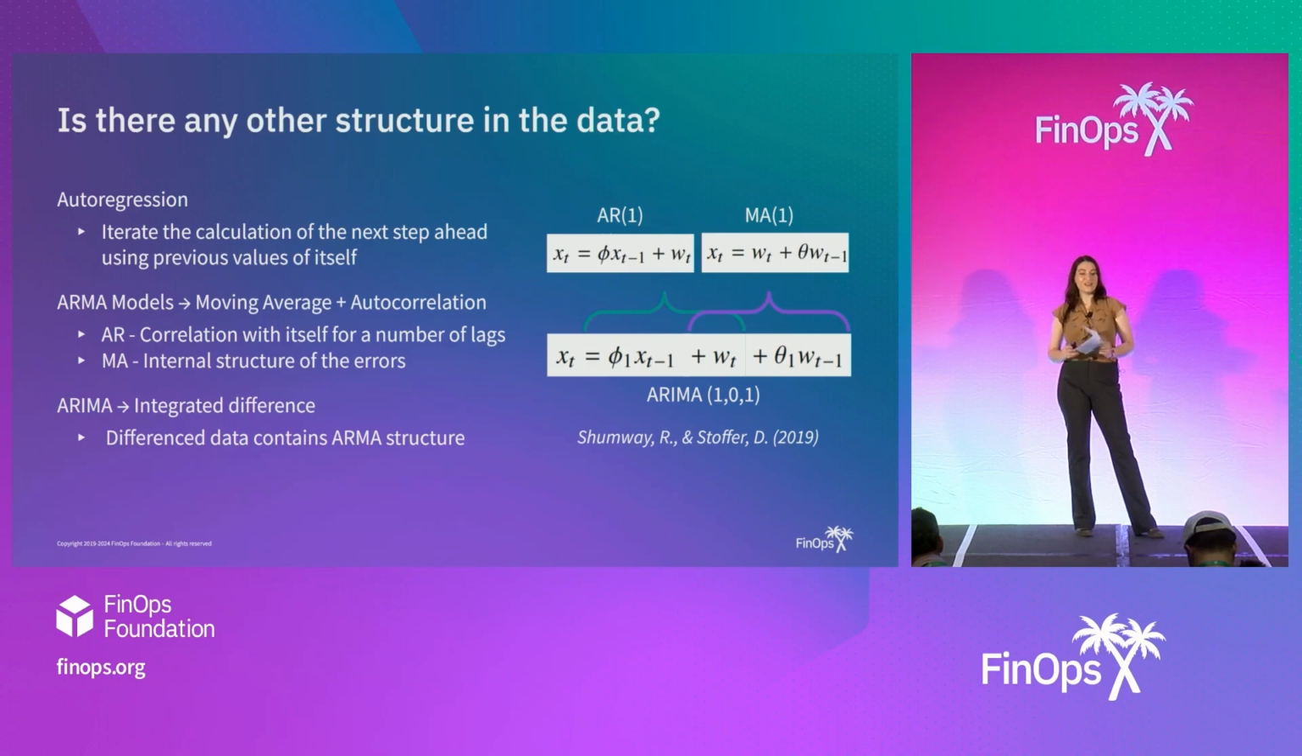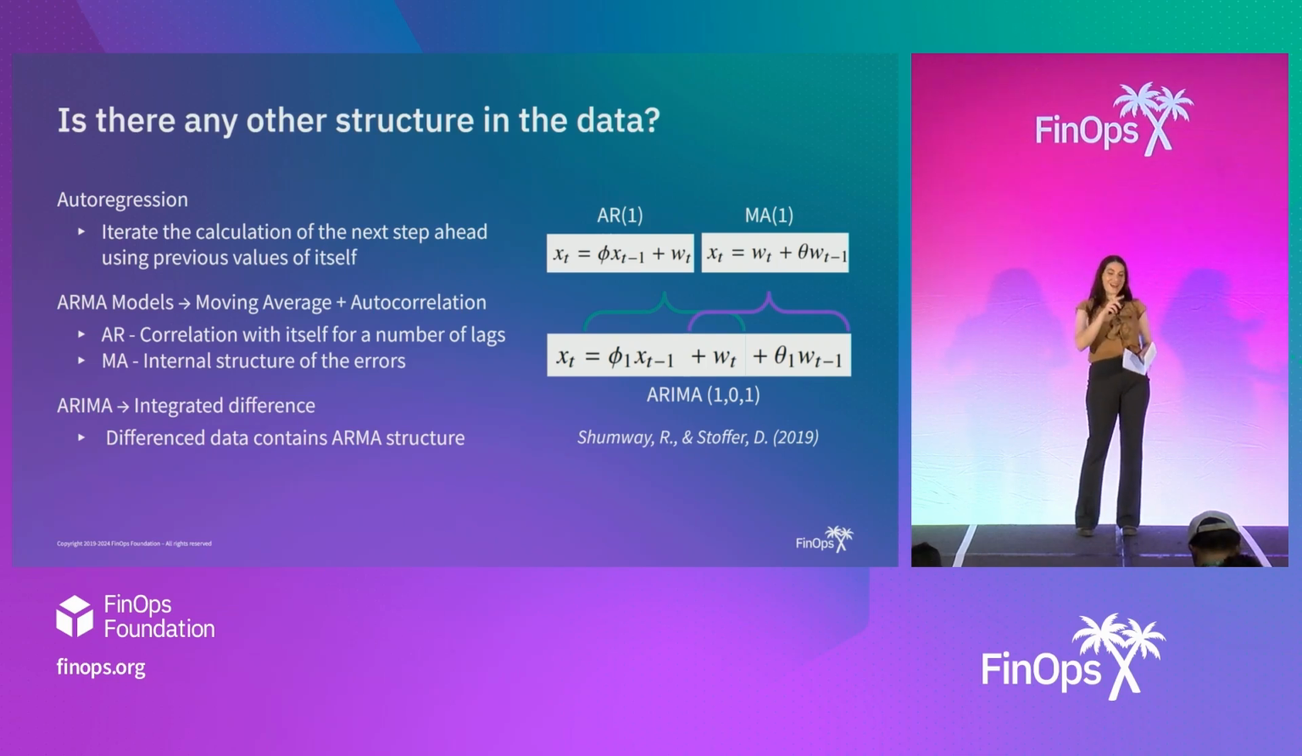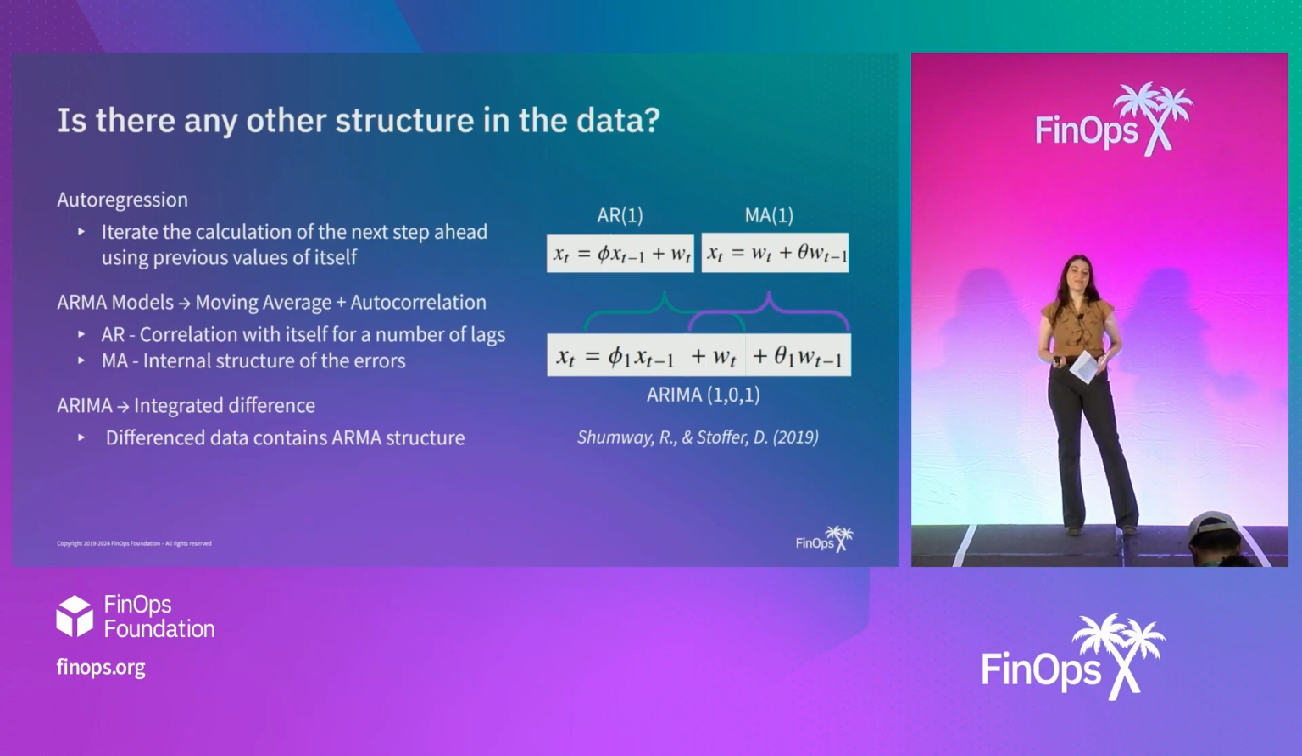A couple of these pretty much go together: autoregression and moving average. In that first equation, I have autoregression, which is an AR(1) model, where x of t is equal to x of t minus 1. Basically, the intuition for this is that your data today depends on what your data was yesterday.